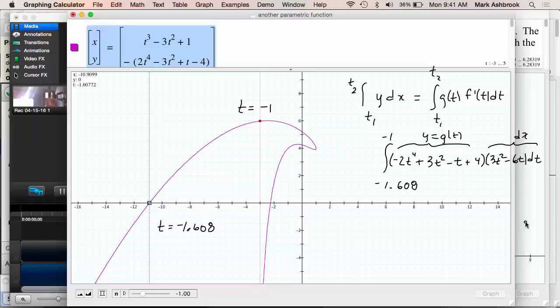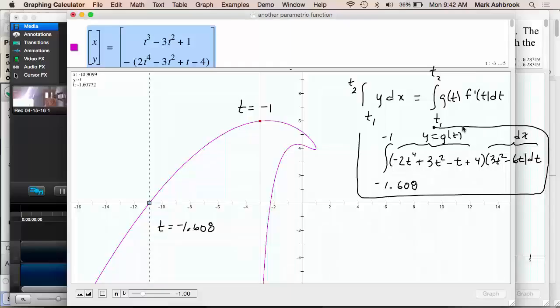Okay, so this is a little bit long and tedious, but easy, right? We'd multiply out those two polynomials and get all the terms. The antiderivative of a polynomial is easy, and then evaluate from negative 1.608 to negative 1. So, tedious but easy, and then the number that we get would be that area.